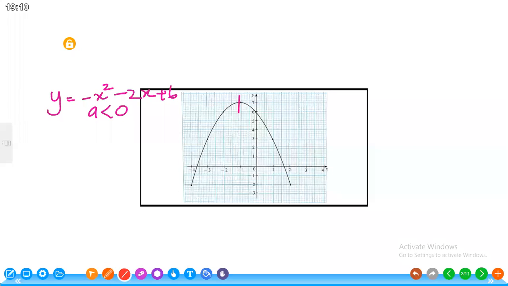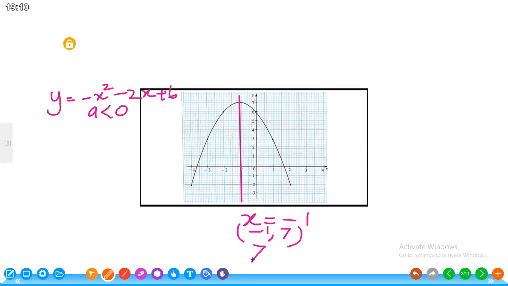X is equal to negative 1, right? The graph is symmetric about the line x is equal to negative 1. So the equation of the axis of symmetry is x is equal to negative 1, right? And the coordinates of the turning point are negative 1 comma 7, right? Then the maximum value is equal to 7, right?